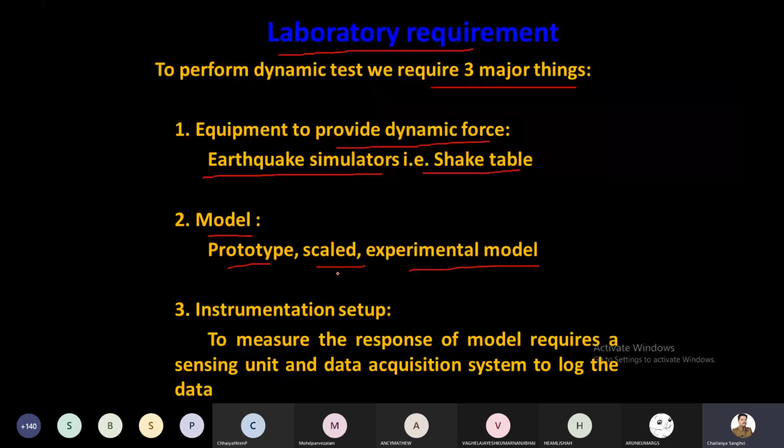And third, you see, the shake table will shake the model, so your model is shaking, so you have to catch the response of your model. So you need an instrumentation setup. To measure the response of your model, you require a sensing unit and a data acquisition system, right, to take this data. So actually we need three things. One is the shake table, second is the model, and third is the instrumentation setup.